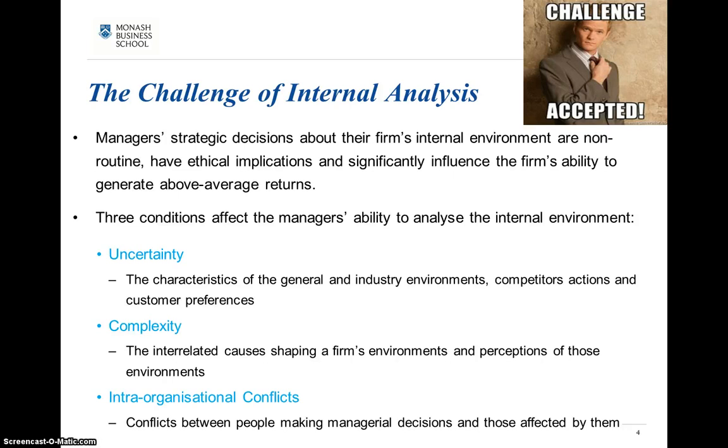The complexity also makes doing an internal analysis quite difficult, and the interrelated causes in particular that shape a firm's environments and perception of those environments will make your job as a manager a bit more difficult when you undertake your internal analysis. Finally, it is almost inevitable that there will be intra-organisational conflicts between you as the person making the managerial decisions, and those affected by them, most commonly the workers who work directly underneath you. There is going to be that conflict, and that does make it more difficult to conduct a comprehensive internal analysis.